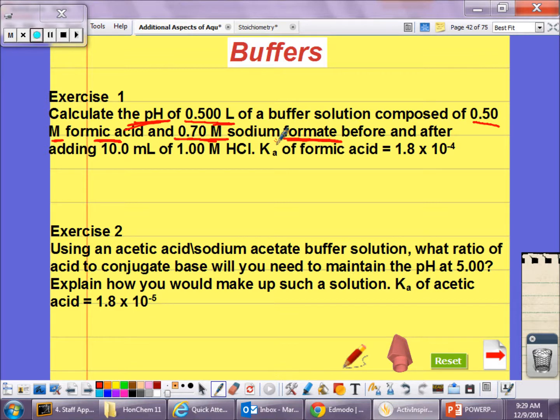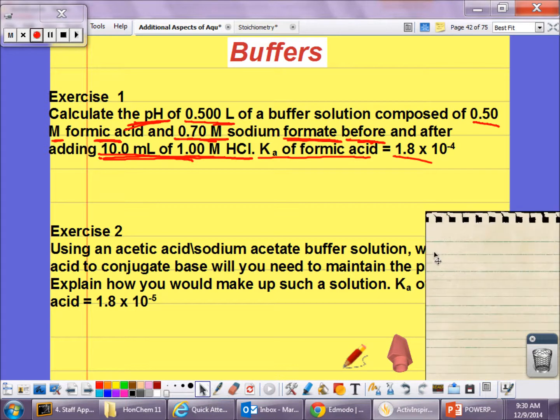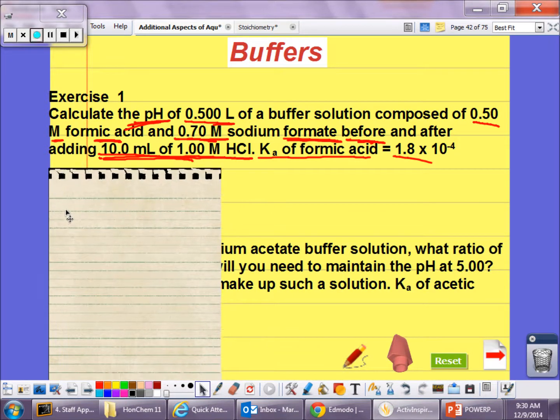They asked me to calculate the pH before, and they asked me to calculate the pH after. The complicated things here, they are adding different volumes, and then they are adding a strong acid to that buffer, and they give me the Ka for formic acid. As long as I realize it is a buffer, the first thing I will do is write my buffer formula, nothing else.